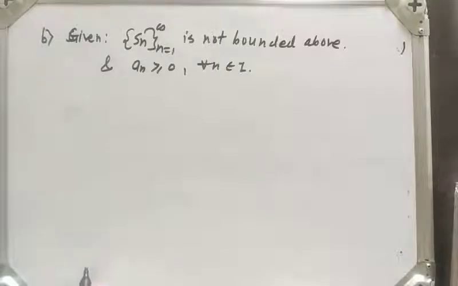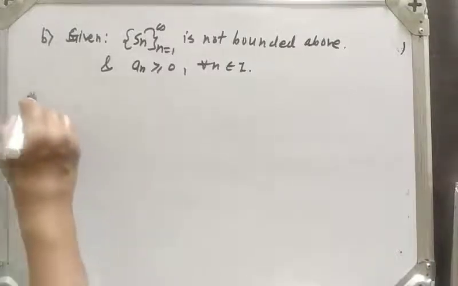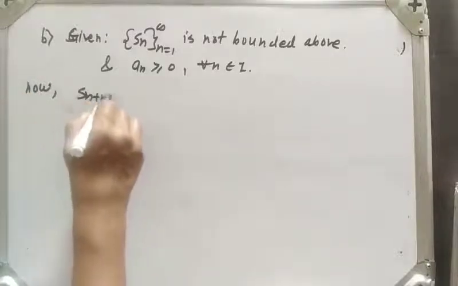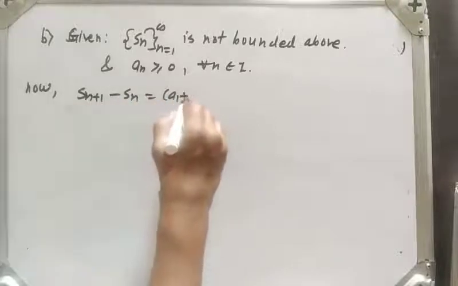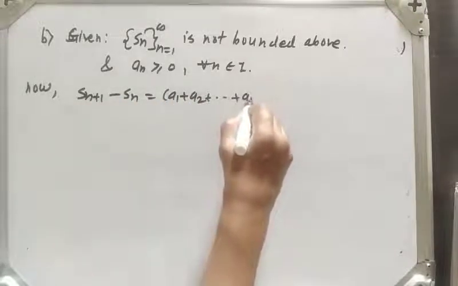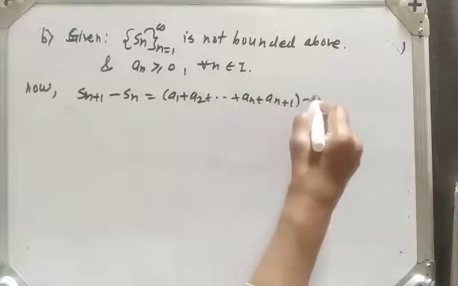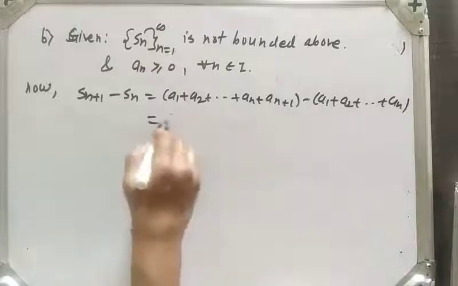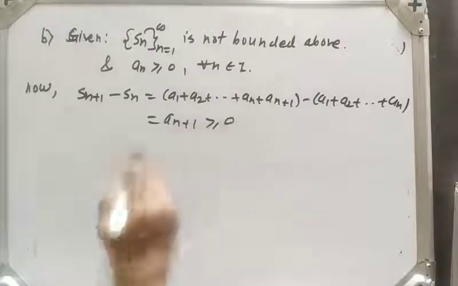Now let us check again. We already proved that the sequence is what? In part A, we proved that the sequence is non-decreasing, meaning increasing. We can check it once again. So, similar to the previous part, Sn plus 1 minus Sn, that is A1 plus A2 up to An plus An plus 1 minus A1 plus A2 up to An, which is equal to An plus 1, which is greater than or equal to 0.